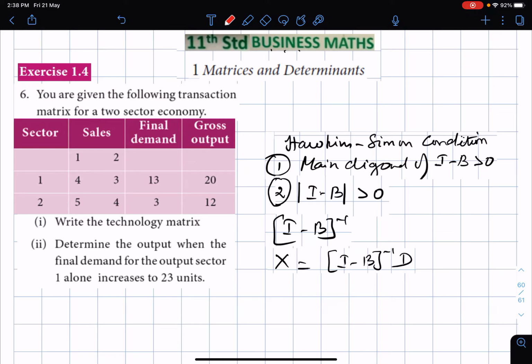Now in exercise 1.4 sum number 6, they are given again a two sector economic problem and they have asked us to find technology matrix and determine the output.